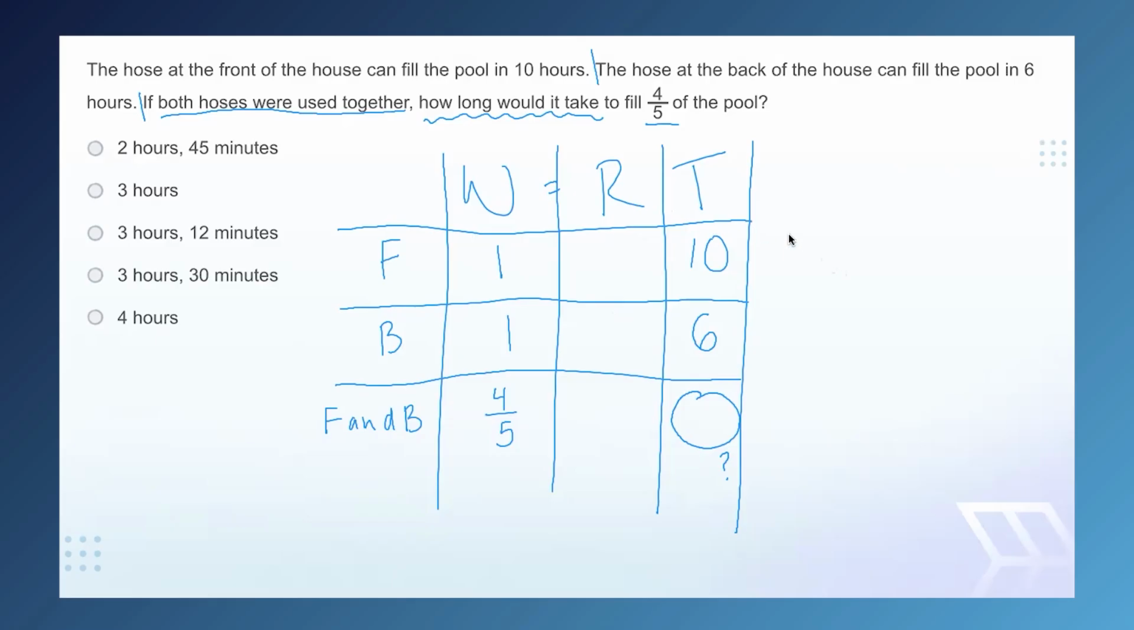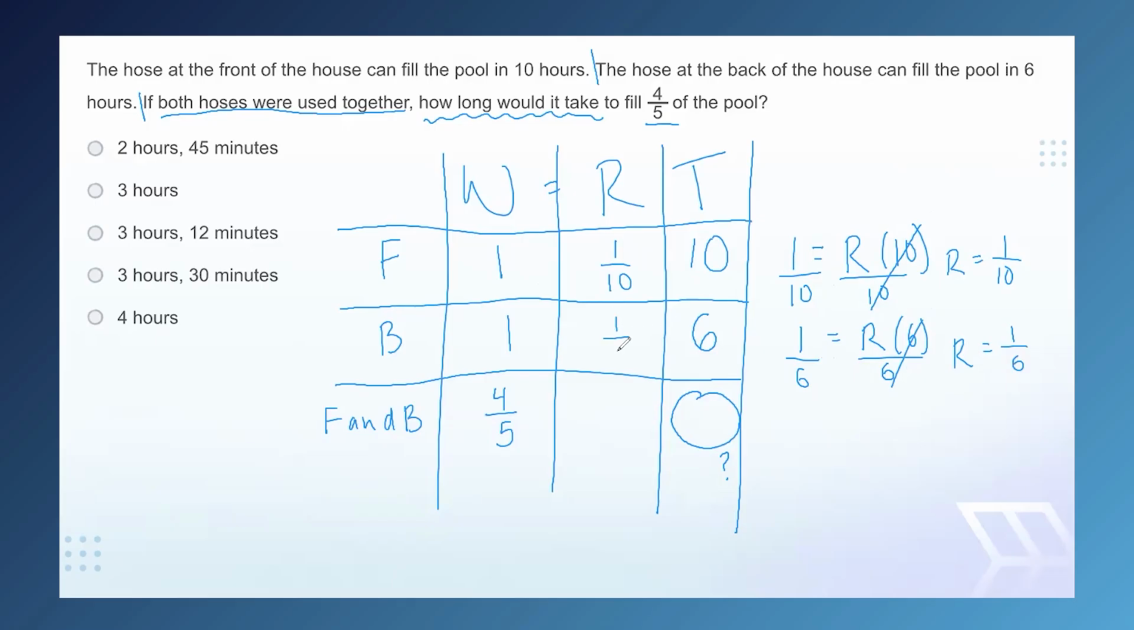All right, pulling the equation out, I see that my work 1 is equal to rate unknown times time, which is 10. Okay, dividing both sides by 10, I get that R is equal to 1/10, filling that in my matrix. Okay, moving on to my second row. Again, I have work is 1, rate is unknown, times time 6, dividing both sides by 6, I get that rate is equal to 1/6, filling that in.